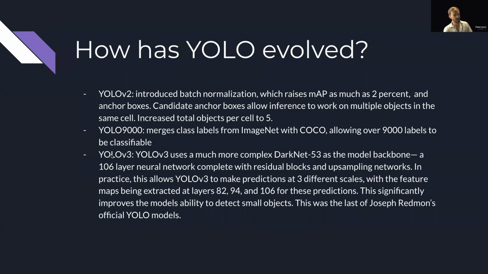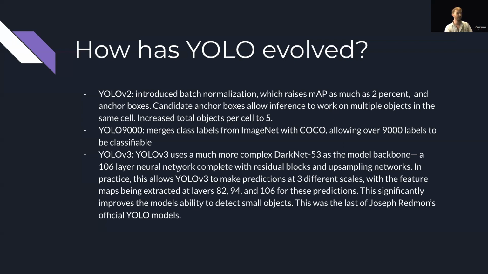Up next is YOLO9000. YOLO9000 merged the class labels from ImageNet with COCO, which allowed for over 9,000 labels to be classifiable by YOLO. Prior, it was only able to detect the, I believe, 80 labels set by COCO. This kind of creates a super network of labels where the higher level labels from COCO can then be used to organize the lower labels from ImageNet and so on. So YOLO9000 provided an interesting step up for the ability to do more diverse classifications.